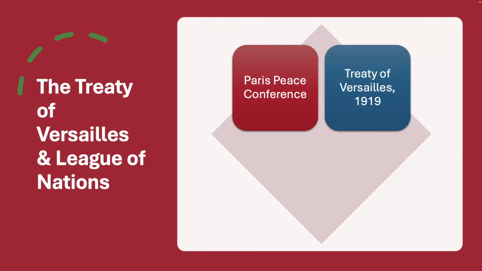A very brief overview of what happens is, in November 1918, we see that the German government is beginning to collapse. It's beginning to revolt.